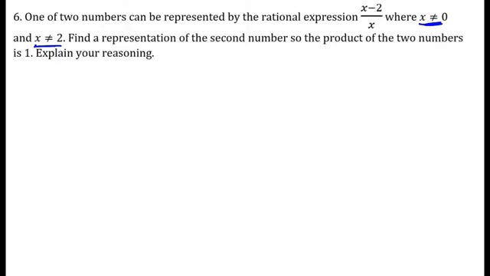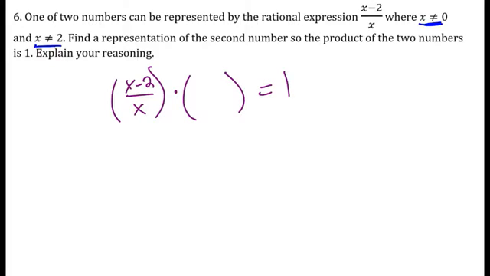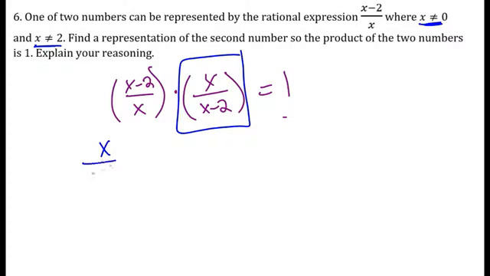So I want to multiply two numbers together. I know this is the first one, times what gives me 1. There's a couple of ways to look at this question. If I want this to multiply to 1, I have an x minus 2 in the numerator, so I'm going to need an x minus 2 in the denominator. I have an x in the denominator, so I'm going to need a factor of x in the numerator. If I multiply those two together, I will get 1. So the other number we're looking for is x divided by x minus 2, which is why in the original question they excluded 2 from the domain of this rational expression.